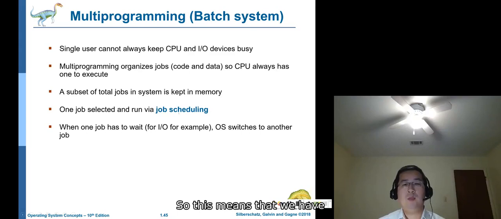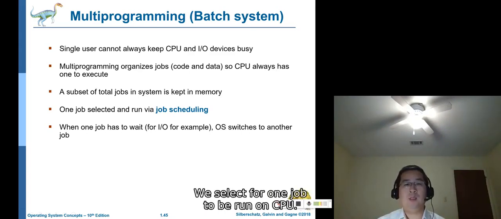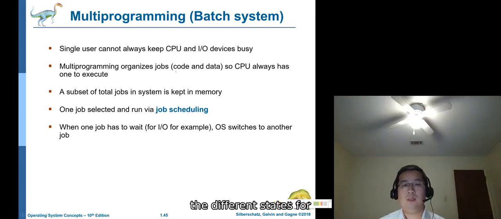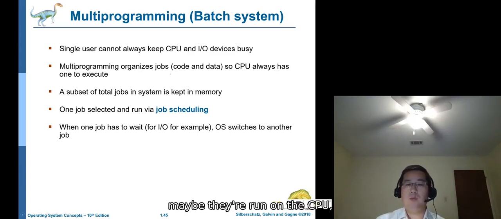So this means we have a job scheduling program in our operating system. It's a module in our operating system. This job scheduler will select one job to be run on the CPU, because it's ready. Later we talk about the different states for a job. We will talk about it later. That will be a process. Once you select a job and make it run on the CPU, then it becomes a process.